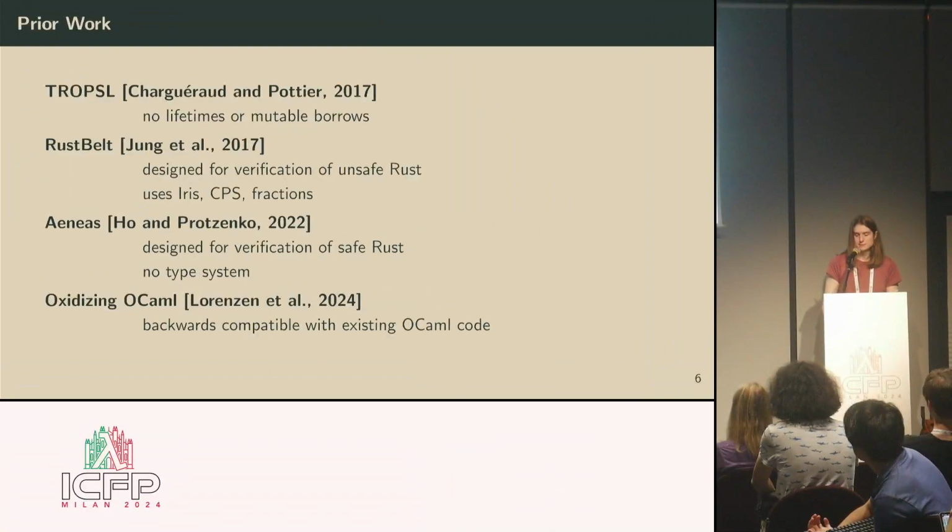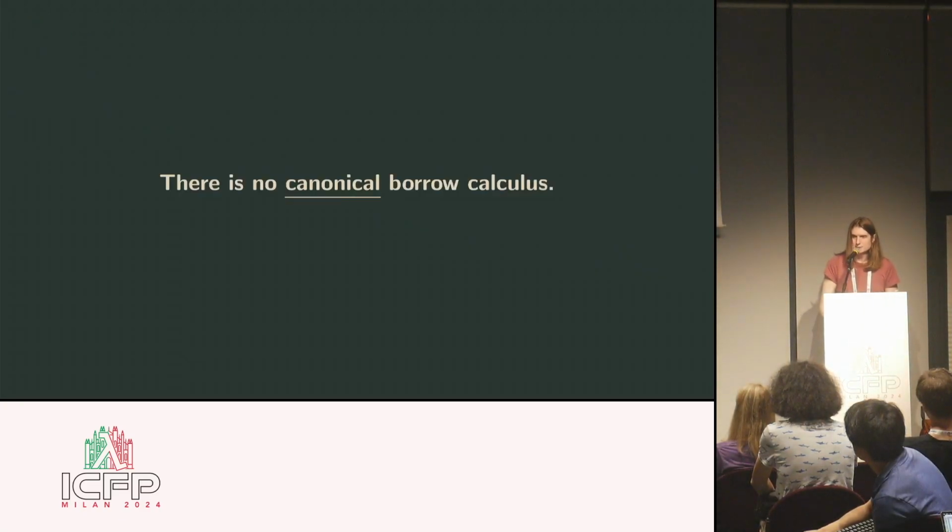trade-offs that every project has to make. But the trend is that borrowing research tends to be heavily colored by specific industrial languages like Rust. And it can be hard to generalize or reuse this work in the context of other languages or systems. And a widely accepted language-independent tool for studying borrowing seems to be missing. Or in other words, there is no canonical borrow calculus.